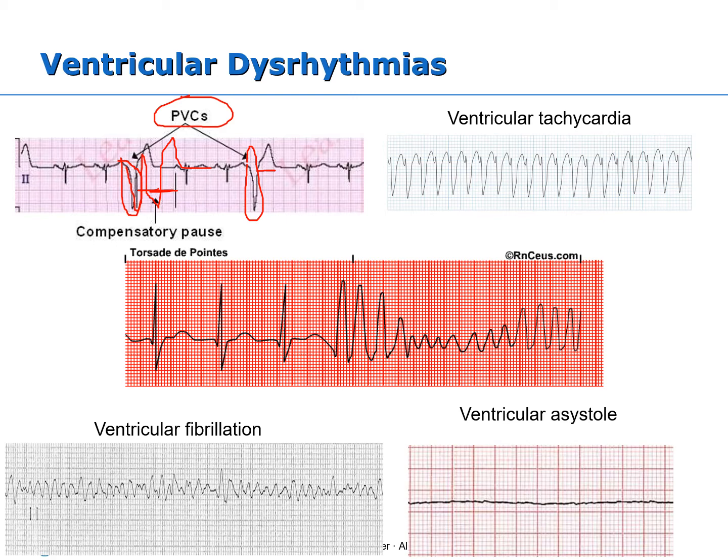Treatment would be high quality CPR, trying to treat the underlying cause. Look for hypovolemia, acid-base imbalance, hypoxia, hypo or hyperglycemia, hypo or hyperkalemia, hyperthermia, trauma, toxin, cardiac tamponade, tension pneumothorax, or some kind of a thrombus. So you'd perform CPR and see if you can find a cause and then try to treat the cause as well.